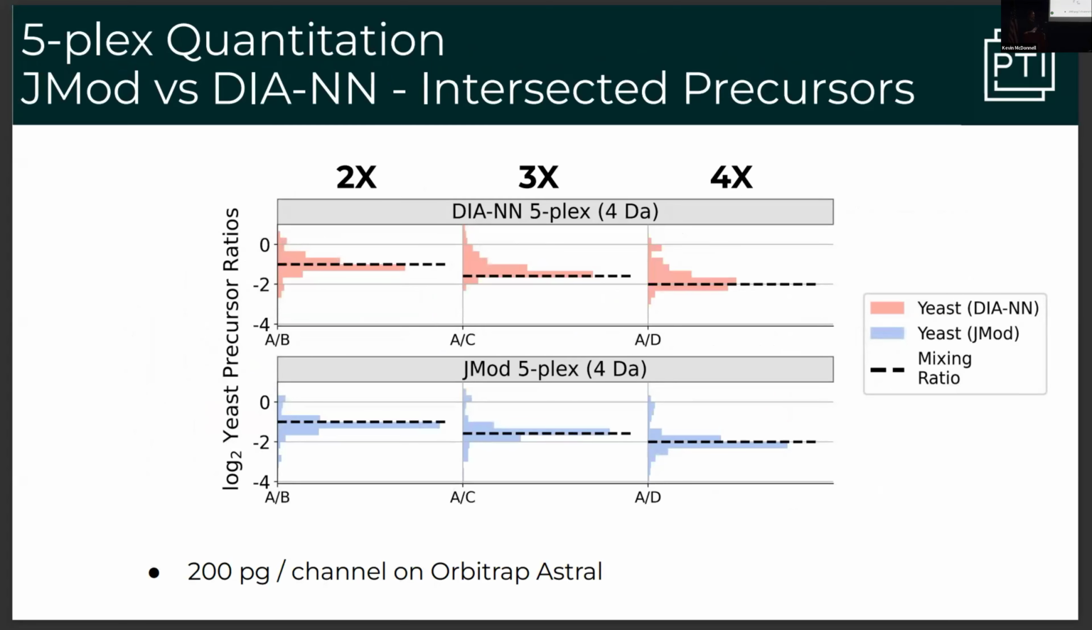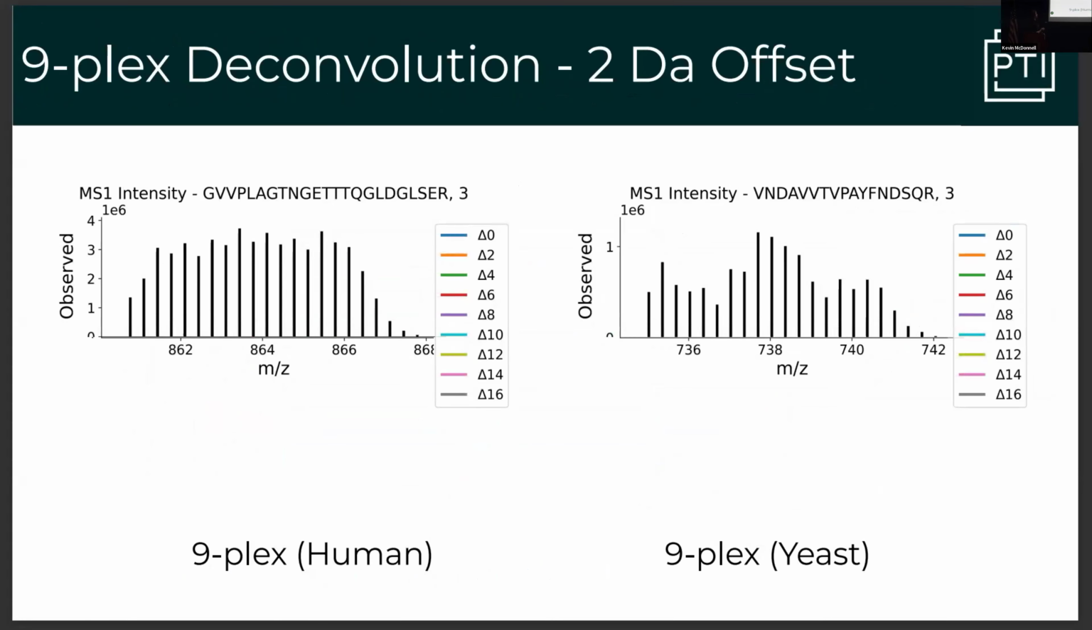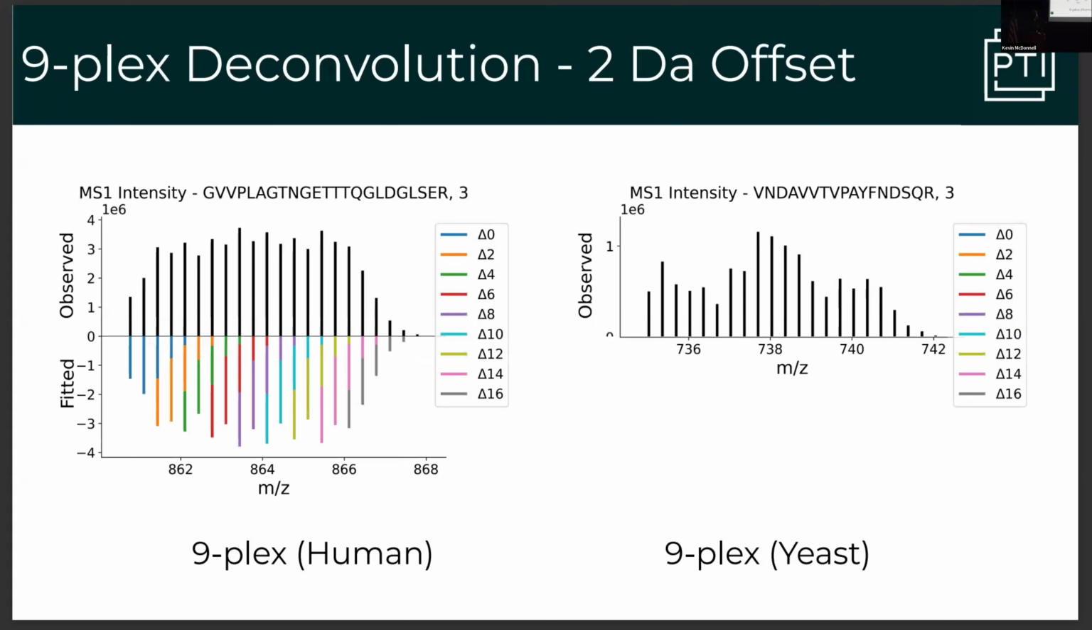Again, we can compare to DIA-NN, which is the state-of-the-art in plex DIA. And you can see here we're actually providing more accurate quantitation for these mixture ratios labeled with PSM tags. So this is 5-plex data, so it can be searched by current methods. So next, obviously, we want to evaluate the quantitative accuracy of 9-plex data. Again, I showed you this human precursor previously.